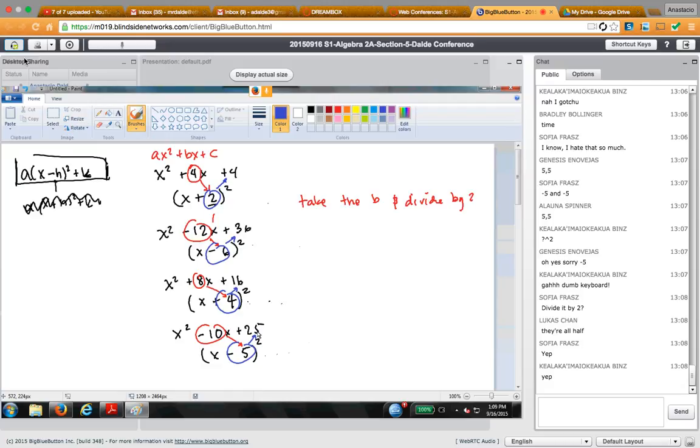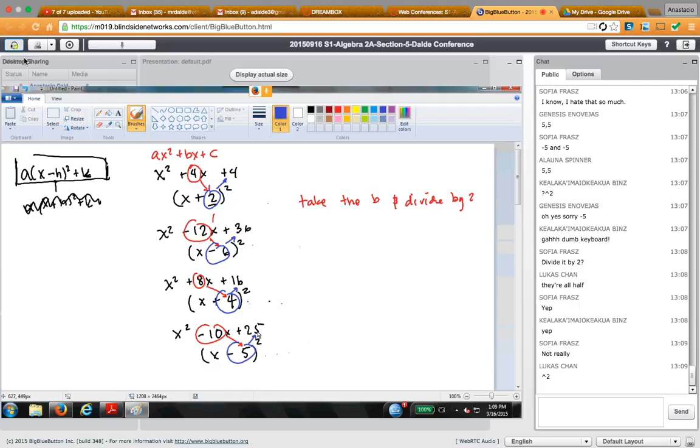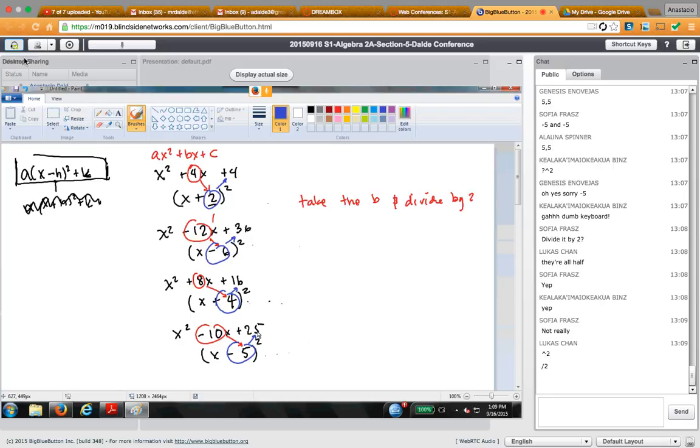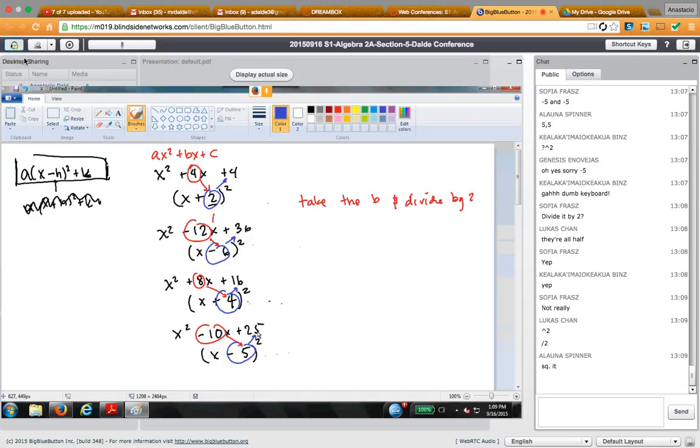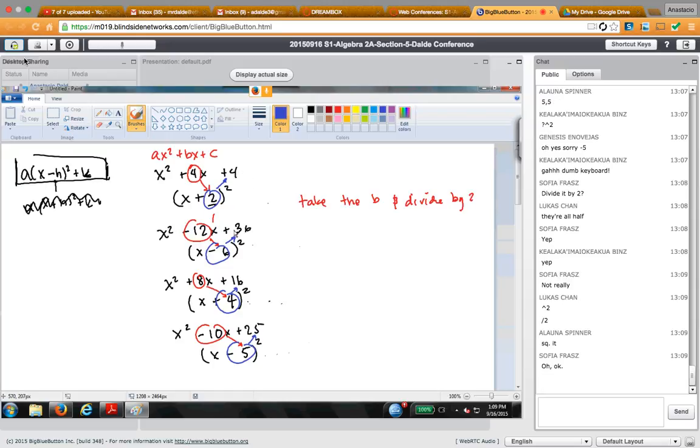How is 2 related to 4? How is negative 6 related to 36? Ah, there we go. Lucas has got it. You guys can say it. What is it? You square it. Exactly. 2 squared is 4. Negative 6 squared is positive 36. Positive 4 squared is 16. Negative 5 squared is 25. Right? So take your result and square it.